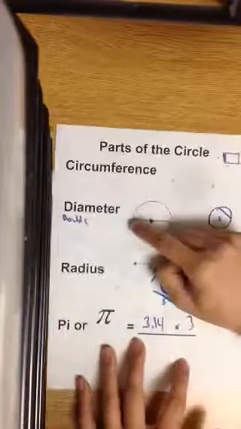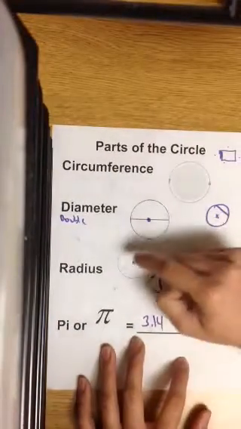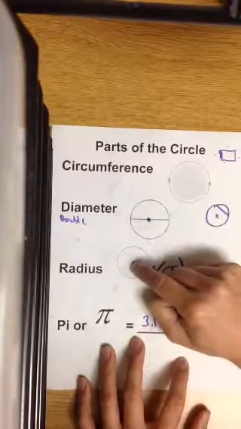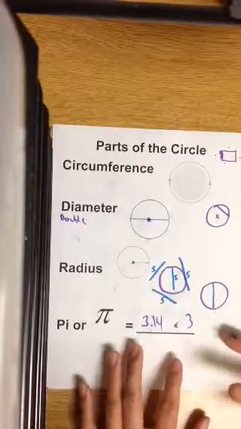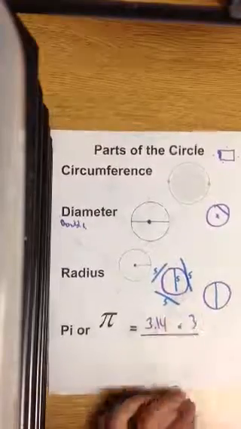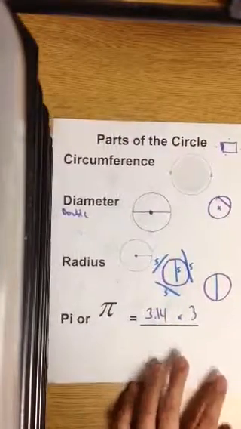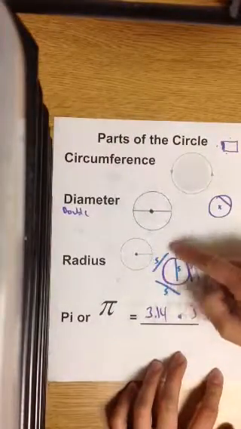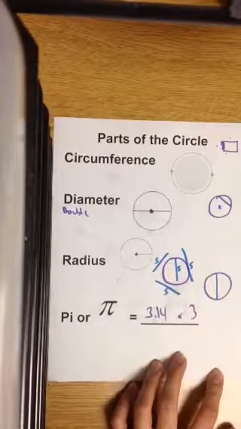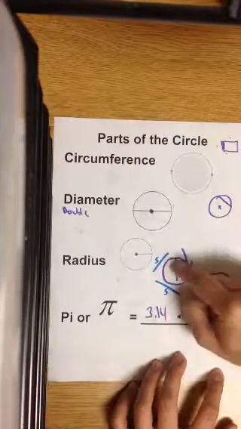So again, 3 major parts. Circumference, the distance around. Diameter goes from end to end through the center. Radius is the halfway point from the center to the edge. And pi is 3. We're going to be focusing more on pi in our subsequent lessons. So the circumference is about 3 times larger than the diameter.